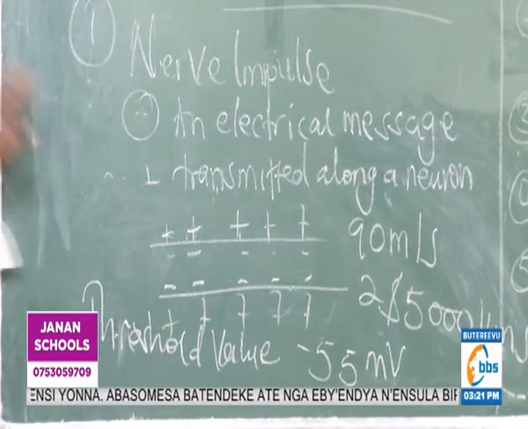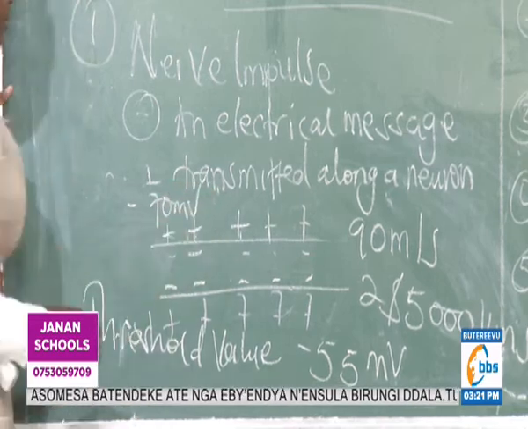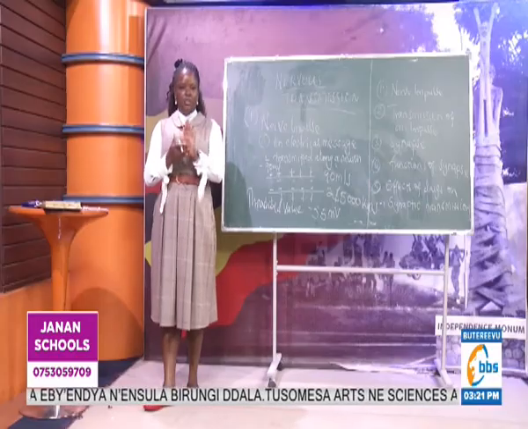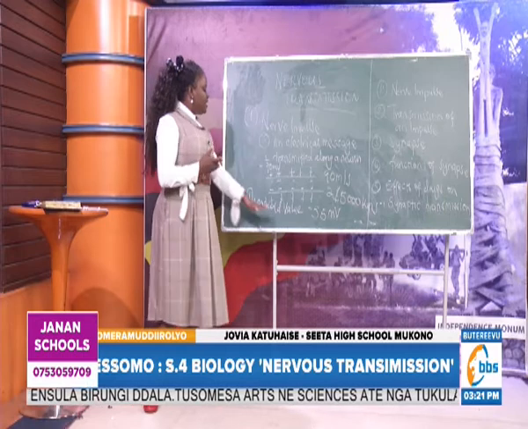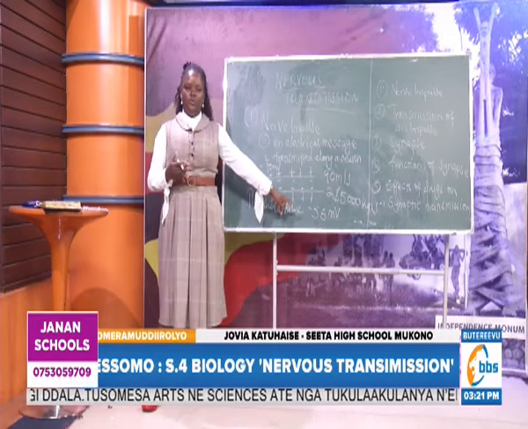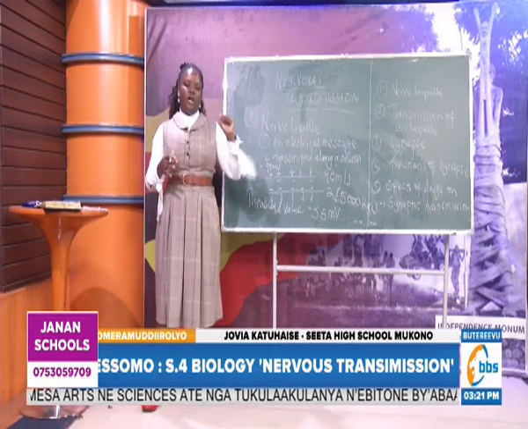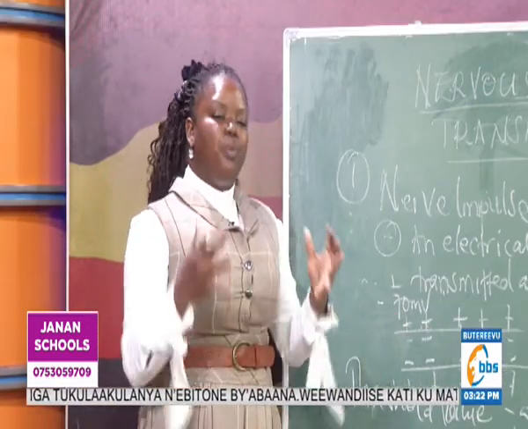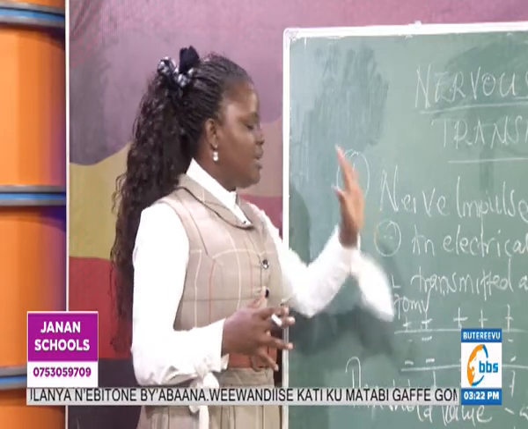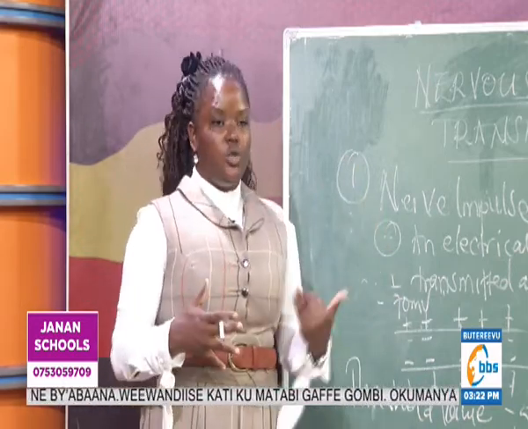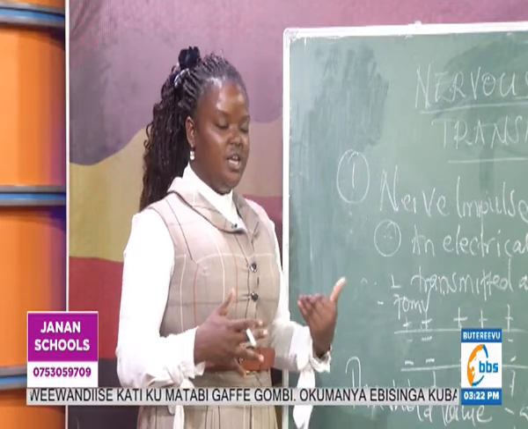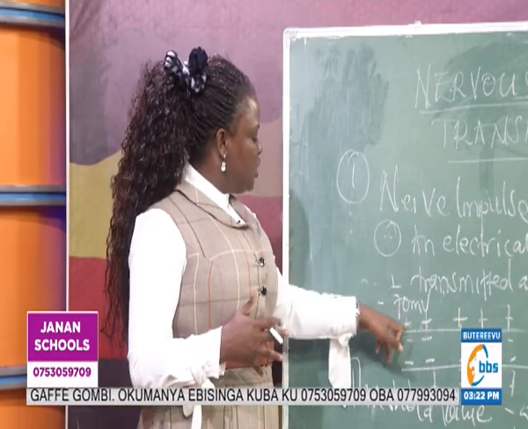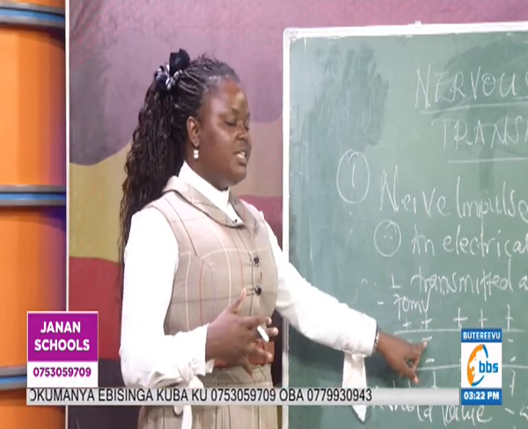Remember, a resting neuron is at negative 70. So when you touch a hot object, the heat receptors in your skin will get stimulated until the threshold value is reached, which is negative 55 millivolts. When this threshold value is reached, an action potential occurs, or the membrane will get depolarized. The receptor will convert your stimulus into an electrical stimulus, what you call an impulse. And once an impulse is generated, the inside becomes more positive compared to the outside.